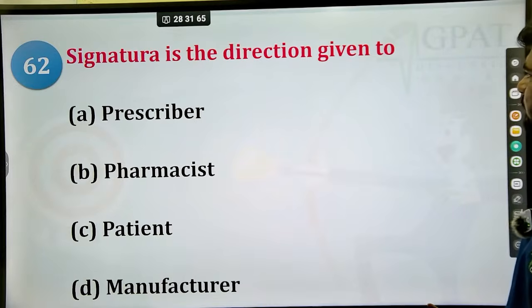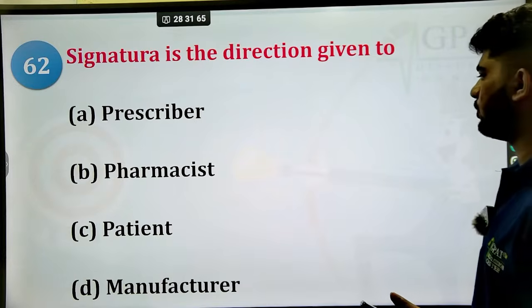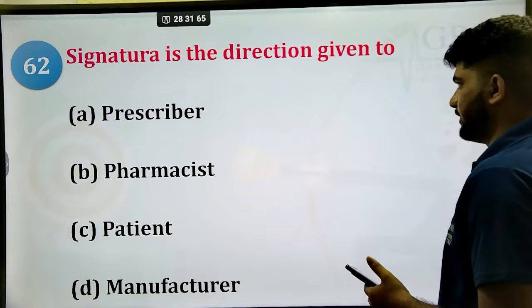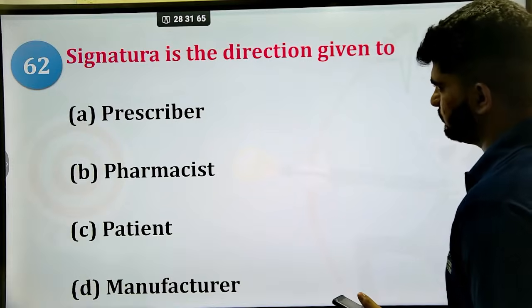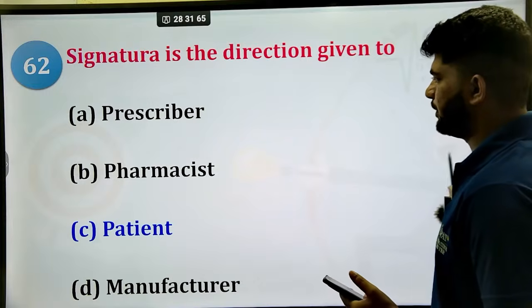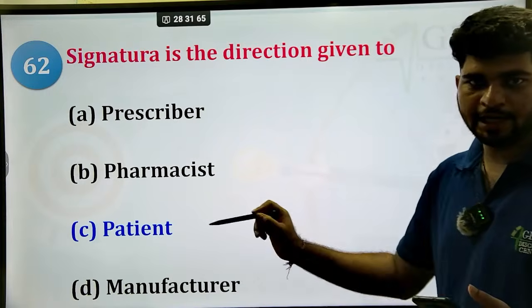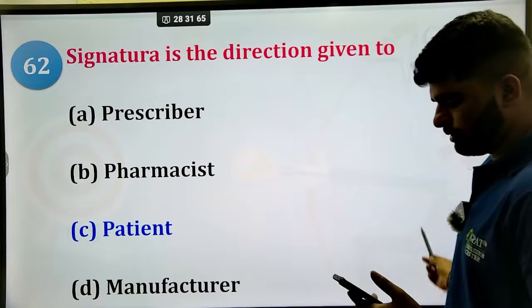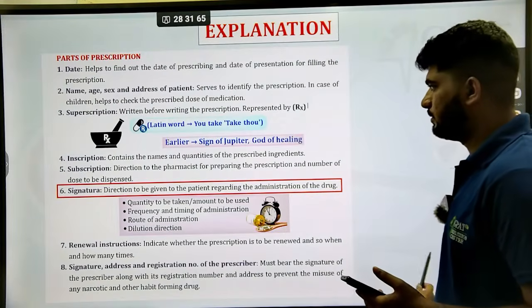Signature is the direction given to the prescriber, pharmacist, patient, or manufacturer. Signature, prescriber, pharmacist, patient, or manufacturer. That is your patient only. That is written at the end of the prescription. That is your patient. Okay, sure.